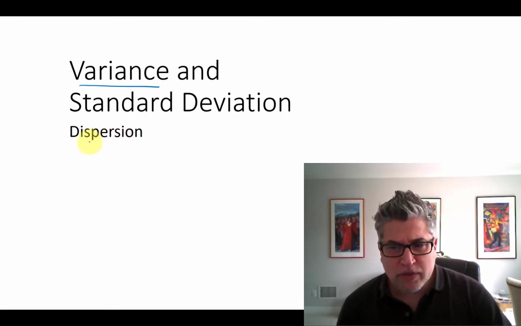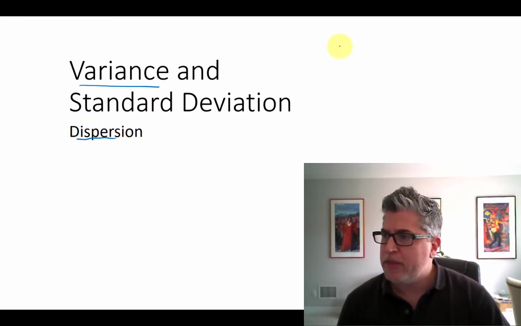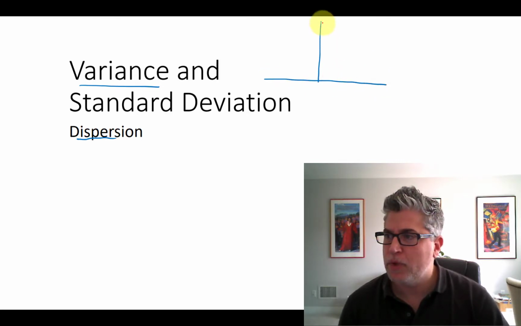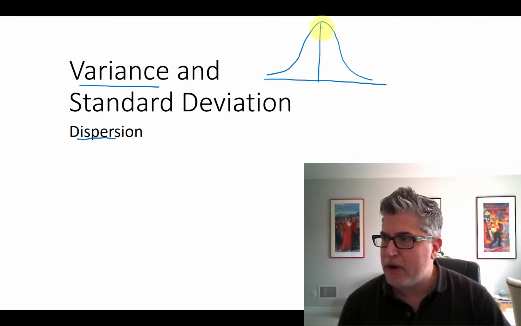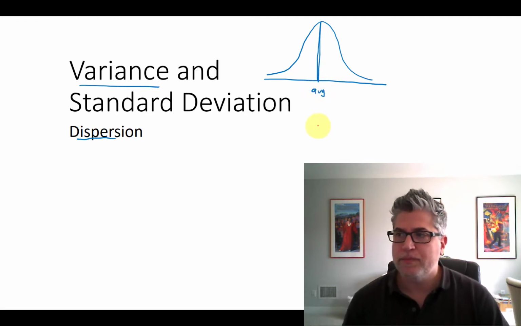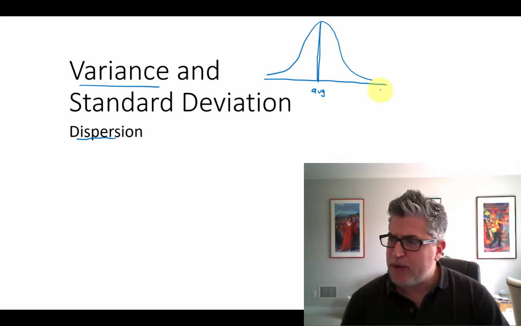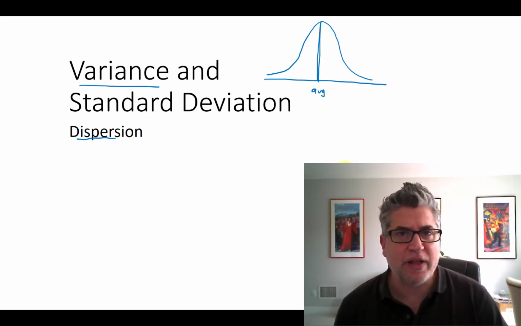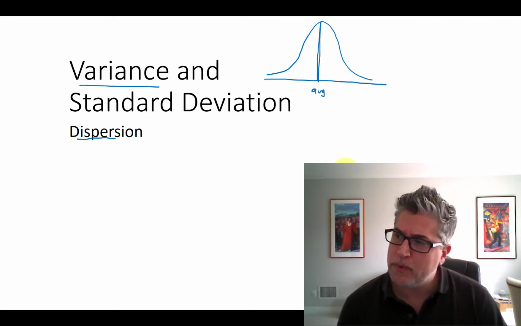All right, we want a measure of dispersion. Now think about a nice bell-shaped curve. We've got our histogram, right? We've got our distribution of values. And we've got our middle point here, and that turns out, since it's nice and symmetric, that's our average. We've got some spread, right? We've got a high value, we've got a low value, we've got that range.